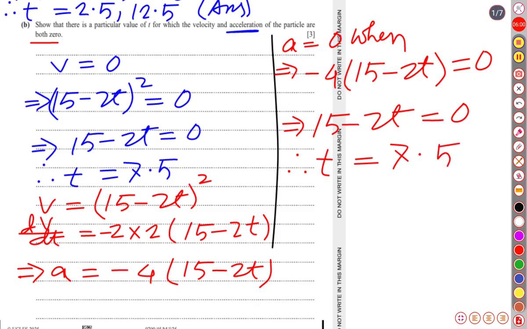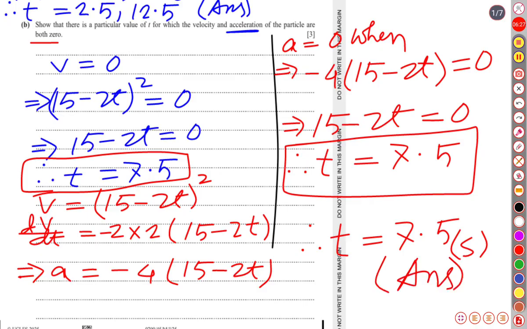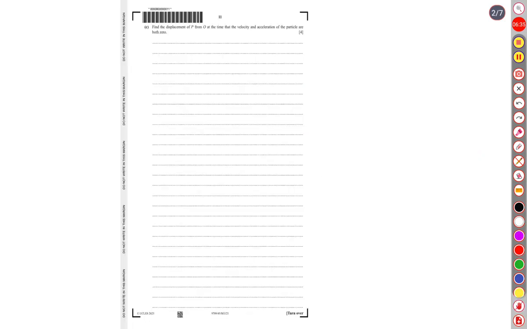So what did we get? Both acceleration and velocity are 0 at the time when t is equal to 7.5. So they have told us to find the value of t. Hence, t is equal to 7.5 seconds in both cases. That's all about the answer to this question. Let's move on to question number C. Question number C is on the next page. Let's see what it is.